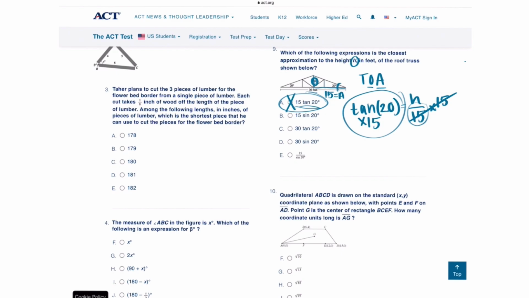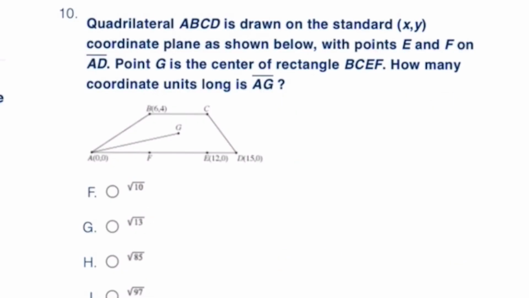Moving on to 10, we have another geometry problem. So we have this quadrilateral here, and they tell us that EF is on point AD, and they also give us that G is the center of the rectangle BCEF. So right away we know that's a rectangle, meaning their opposite sides are going to be congruent. All right, we are wanting to find the length of AG, which if you look at AG there, you can tell it is actually a hypotenuse of a smaller triangle, right? If we put that together, we have a right triangle there.